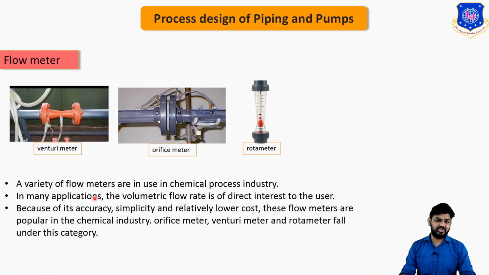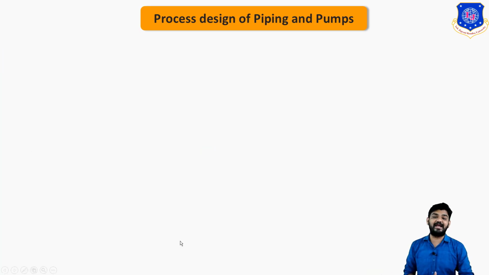Well, in many applications, the volumetric flow rate is the direct interest of the user, right? So the majority of users are interested in measurement of the volumetric flow rate, and these devices are largely used to measure it. Because of their accuracy, simplicity and relatively low cost, these flow meters are popular in the chemical industry. The Venturi meter, orifice meter and the rotameter basically fall under this category, right? So let's first understand how we can design an orifice meter.